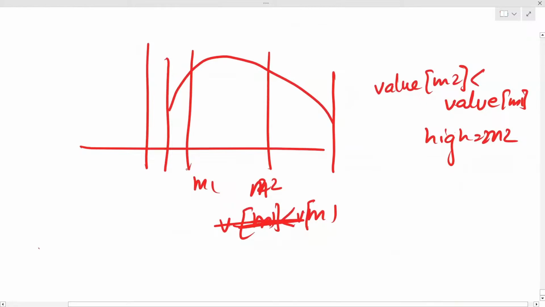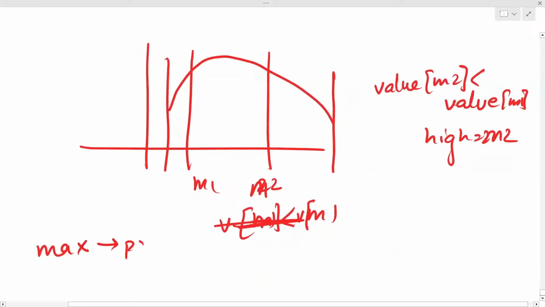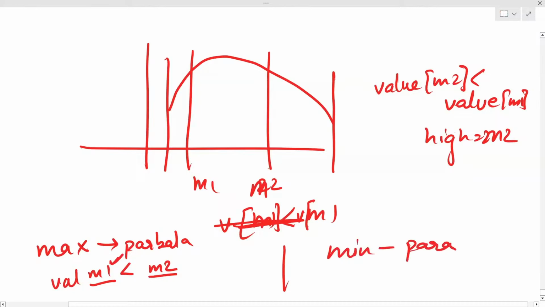So just remember, when you're trying to find the maximum of your parabola, then if you have mid 1 and mid 2, you'll shift your boundary, low or high, to the point which has the lower value. If you're trying to find the minimum of your parabola, then if you have mid 1 and mid 2, you'll shift your boundary to the point which has the higher value. So you always shift your boundary to the opposite value. Is it okay now? Yes, Bhaiya.